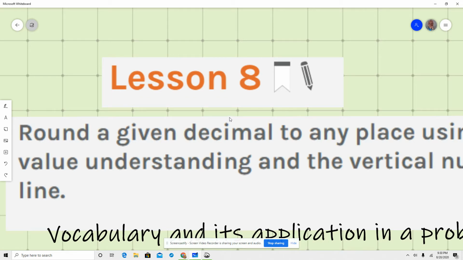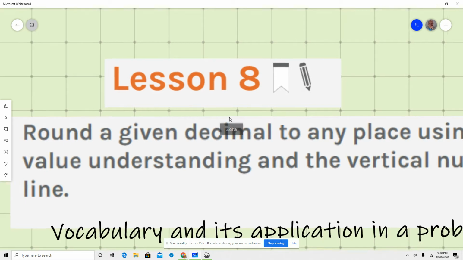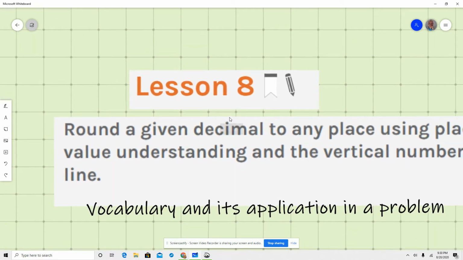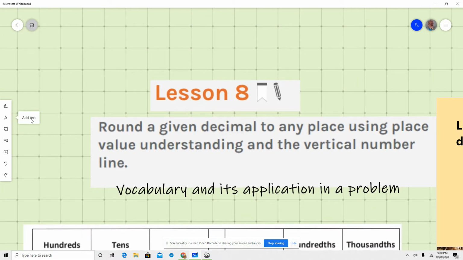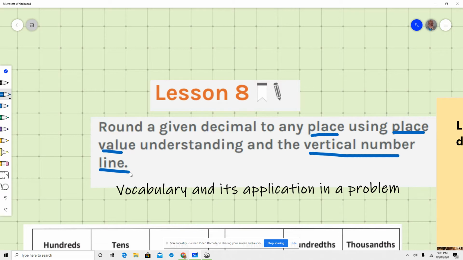We're looking at lesson 8 today, and we're going to round a given decimal to any place using our understanding of place value and vertical number lines. So we're going to use our understanding of place value, and also our understanding of vertical number lines to help us.